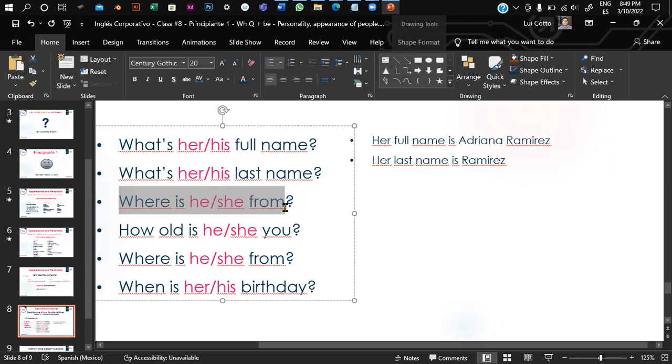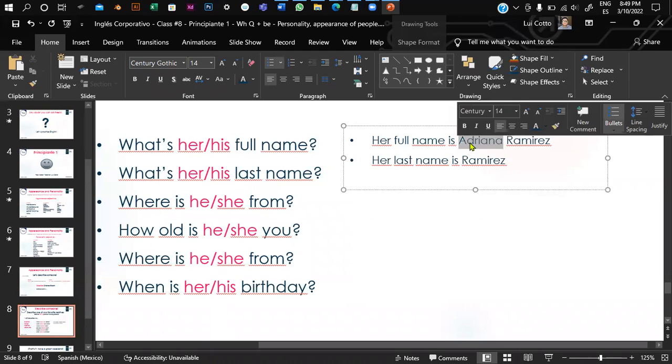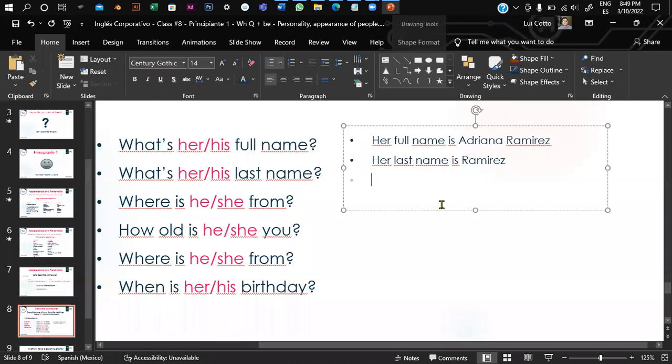Where is she from? Okay, she, because we are talking about a woman. Where is she from? Correct, she. What is next after she? ¿Qué sigue? What is next after she? Verb to be. Is from. She is from, correct? Is. And the place? San Miguel, La Unión. San Vicente. San Salvador. Okay, she's from San Salvador, from here. Okay, next question.